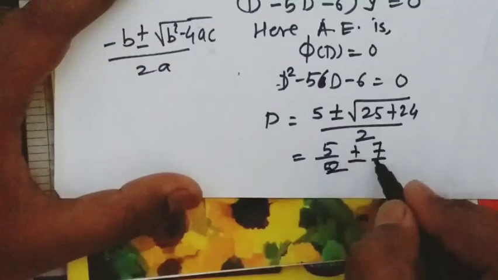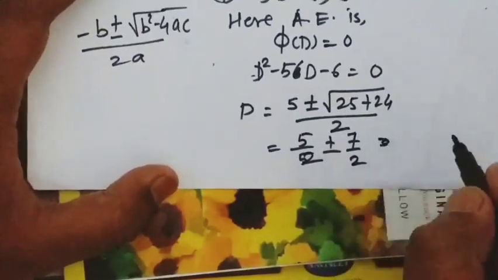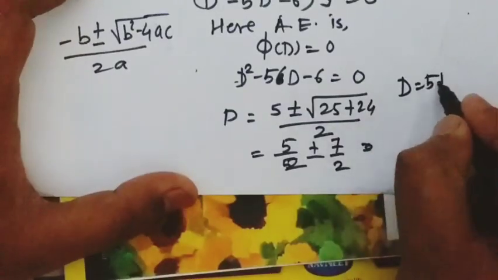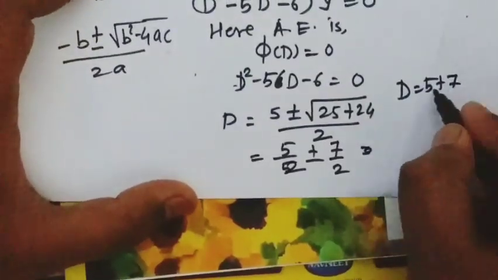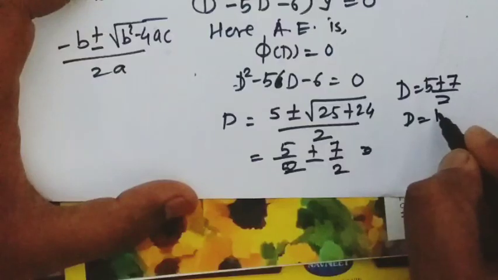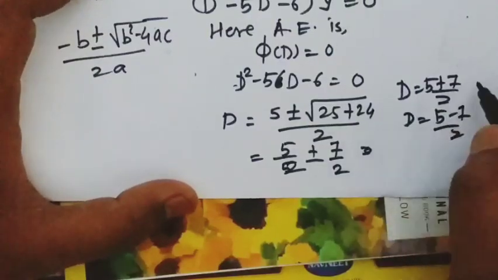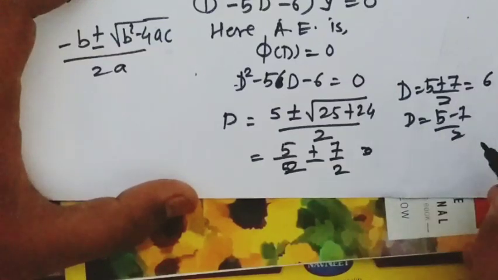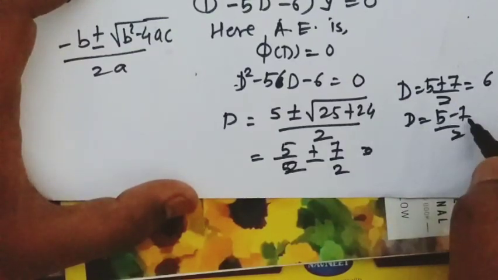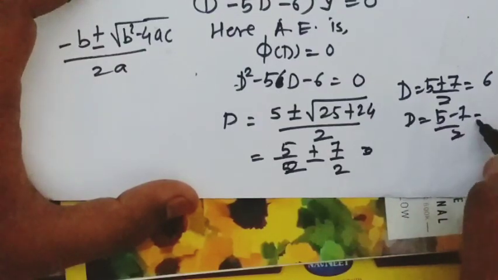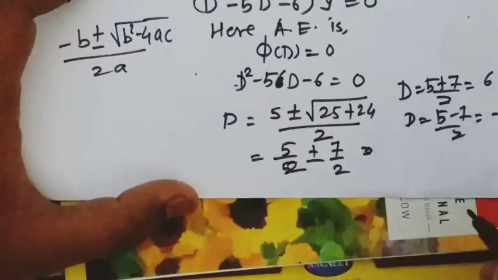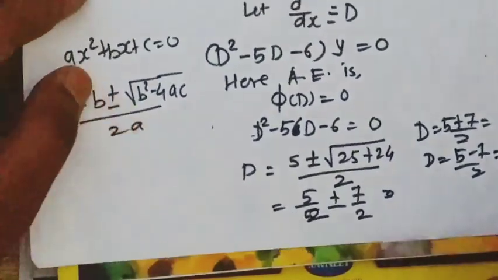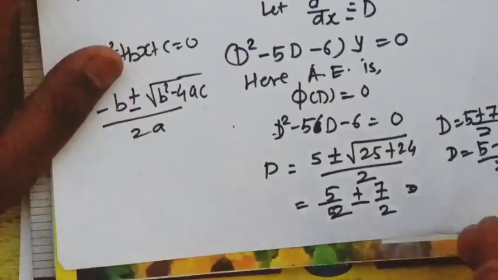So 5 by 2 plus minus 7 by 2. So one time d will be (5 plus 7) by 2, and one time d will be (5 minus 7) by 2. 5 plus 7 is 12, 12 by 2 is 6, and 5 minus 7 is minus 2, by 2, minus 2 by 2 is minus 1. So the roots are 6 and minus 1, which are real and distinct roots.